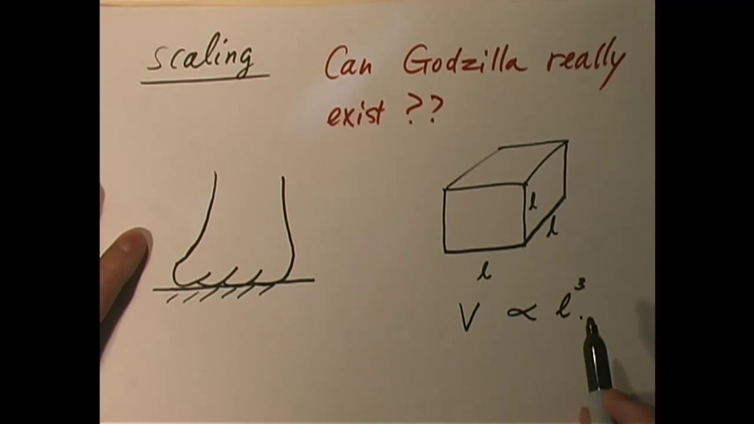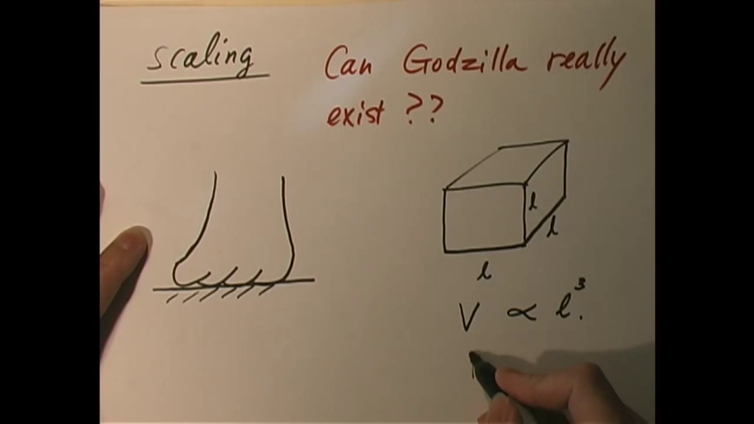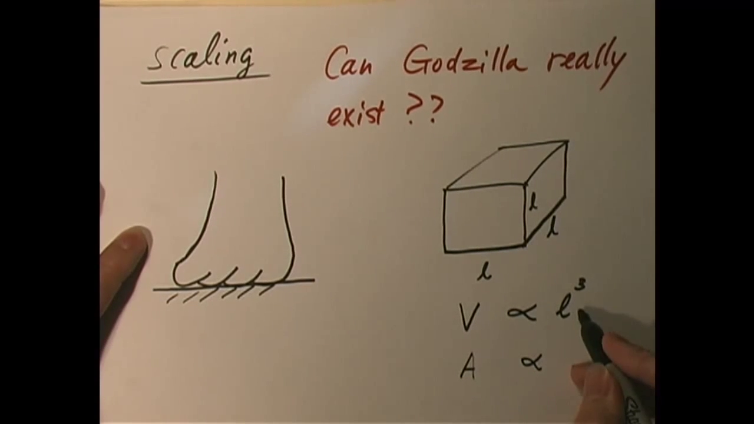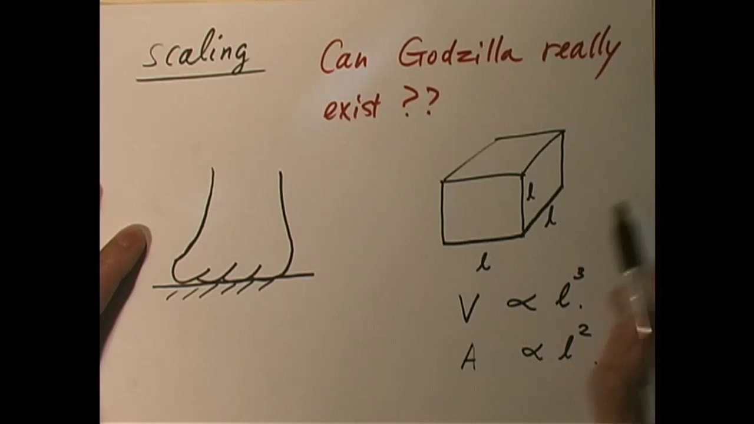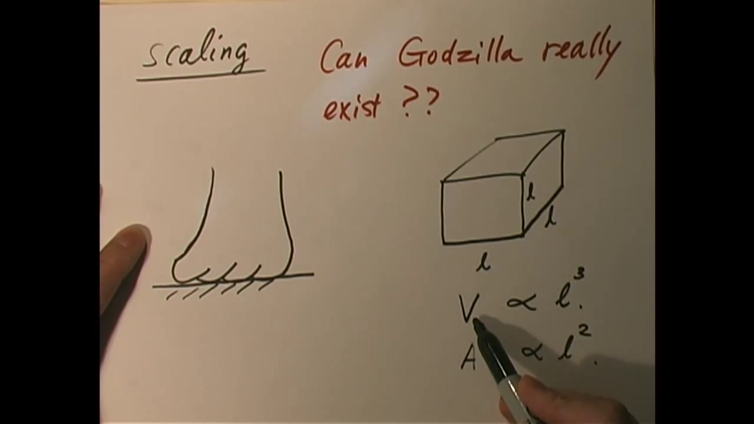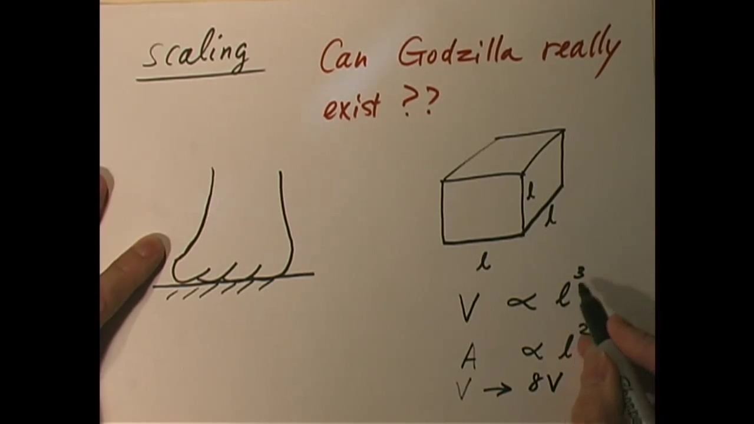Now, what about the surface area? Say each side, the area A, is proportional not to L to the power 3, but L to the power 2, right? So you see, if the body size grows by a factor of 2, which means L becomes 2L, so linearly, an animal becomes twice as large. How does the volume change? Well, instead of L, we have to use 2L, so it's 8 times the original volume, right? Because it's 2 to the power 3, that's 8.